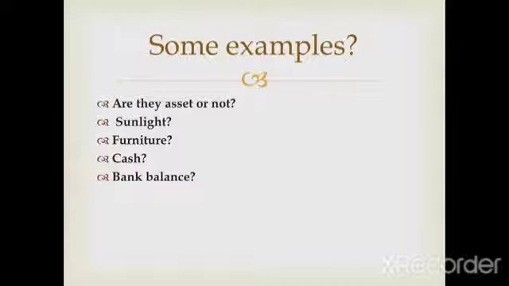So these two things, economic benefits in future and ownership, are required for something to be termed an asset. Now furniture, surely if you have it, is an asset for you. It can be converted to cash. Cash, already illustrated in detail. Bank balance, oh yes, it is an asset. So these three are assets. This may or may not be an asset.